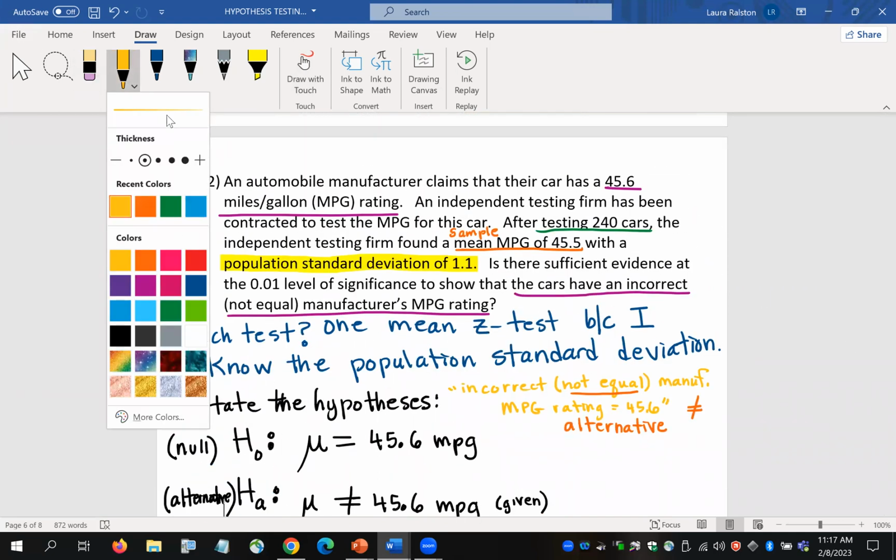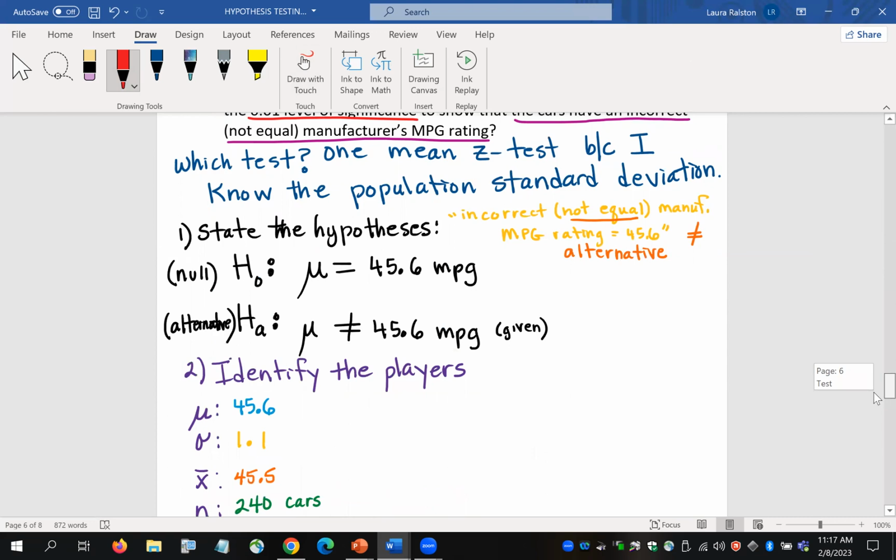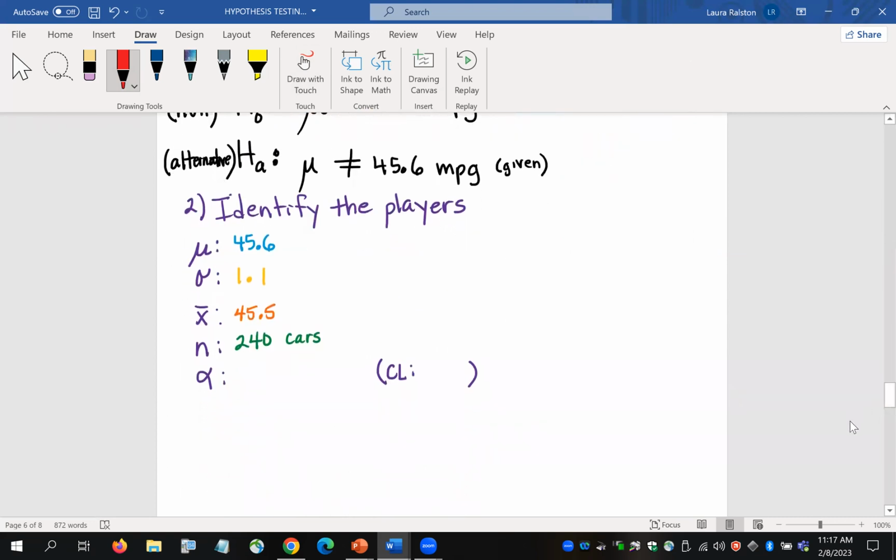And then it says, is there sufficient evidence at the 0.01 level of significance? So my level of significance is 0.01 or 1%. So my confidence level is 99%. So I've gathered all of the information.